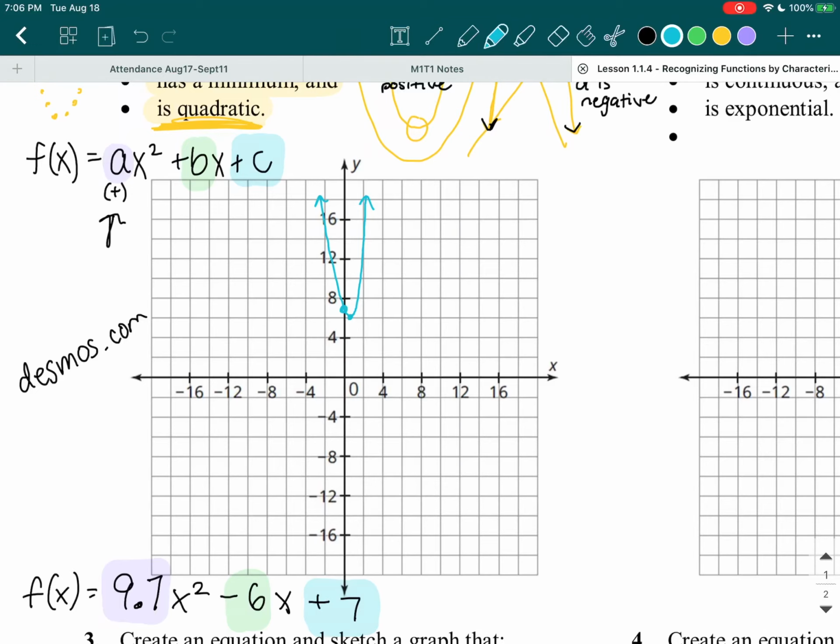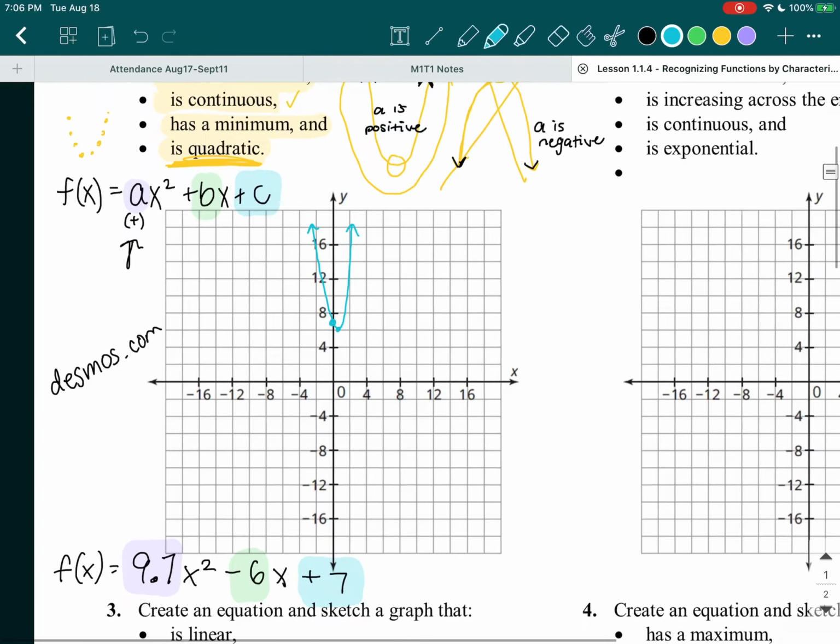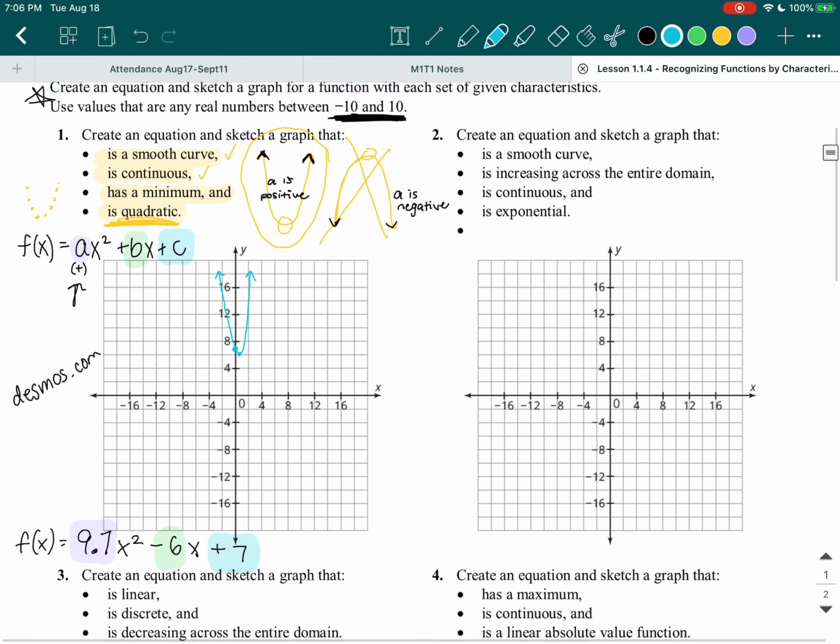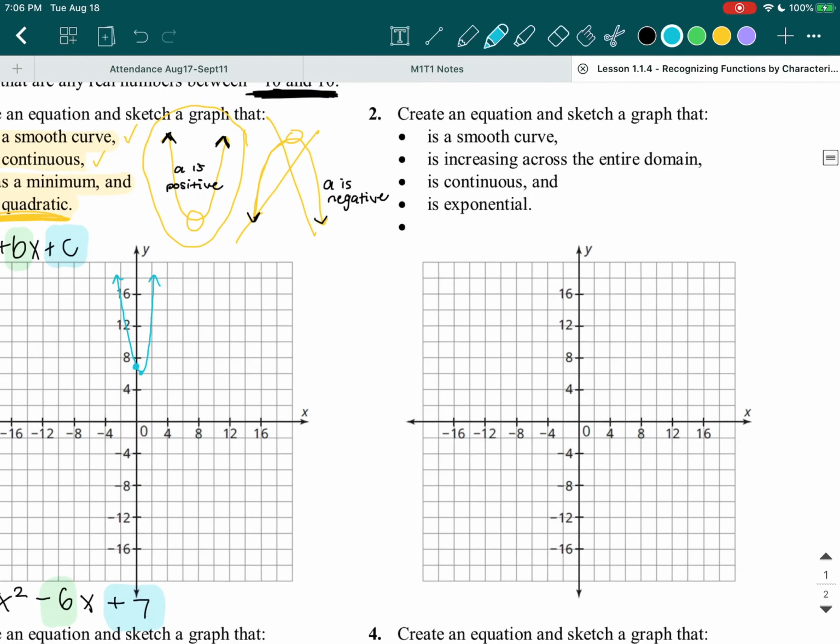So whatever your graph looks like, you copy it. Yours is going to look different than mine because I told you to choose different numbers. Let's move on to number 2.